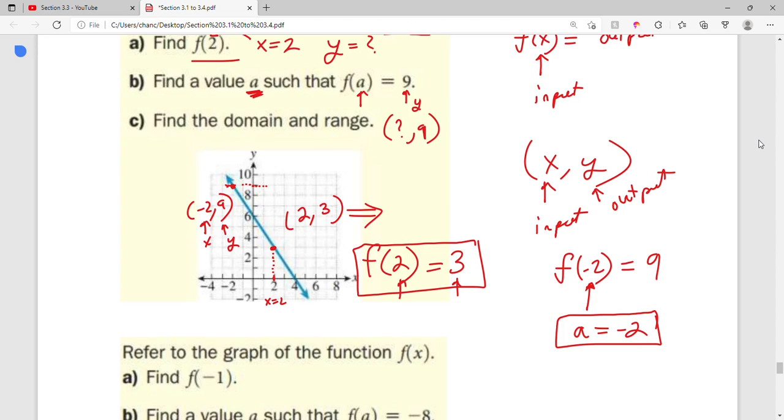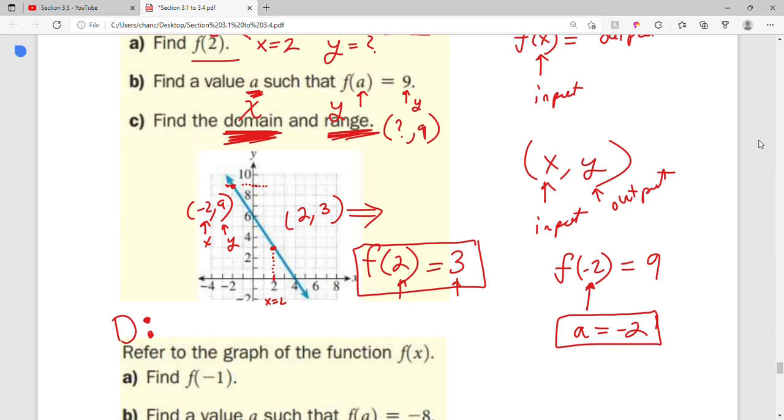In part C, they want to find the domain and the range. The domain is the set of all possible inputs. Well, that's hard to understand. So I think of the domain as the set of all x values, and the range is the set of all outputs for the function. That's hard to understand for me, so I think of it as the y output, or all of the possible y values that we can actually have. So to find the domain, I look at the graph.